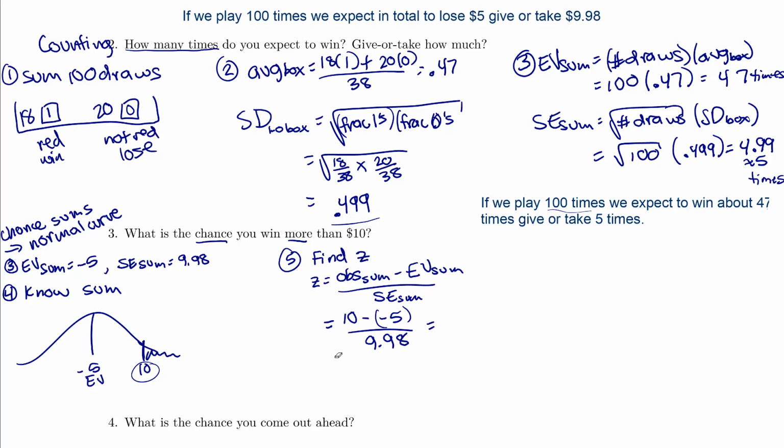That should be 1.50. Okay, so I redraw my picture. Here's Z equals 1.50, and I want to shade to the right. Now, if I'm shading to the right, we do need an upper bound just to put into our calculator, so we'll say 5 is our upper bound.